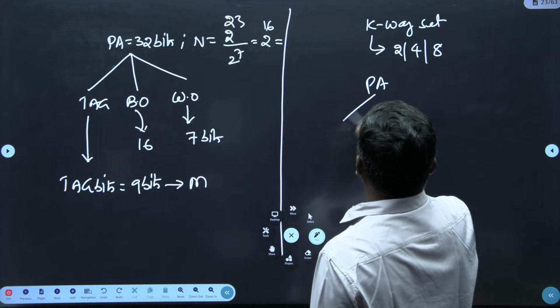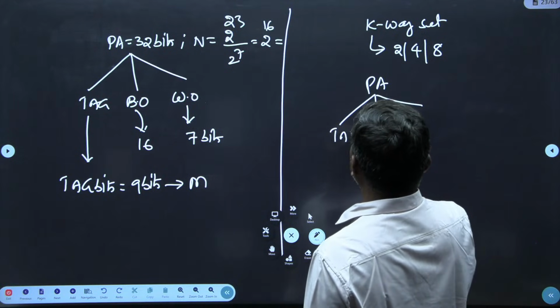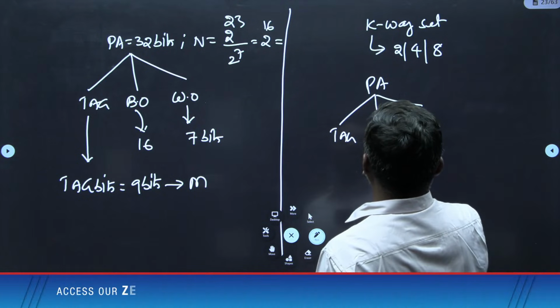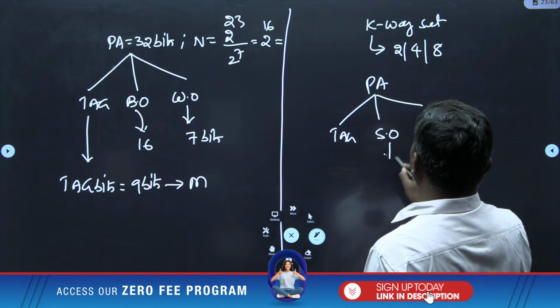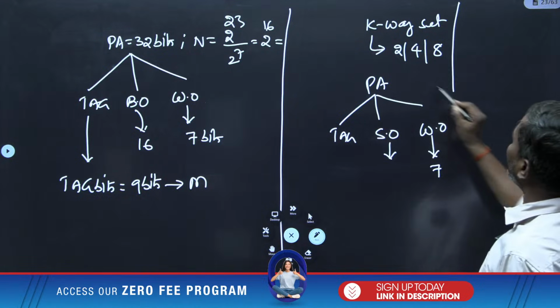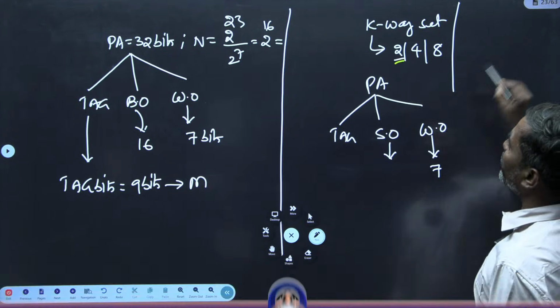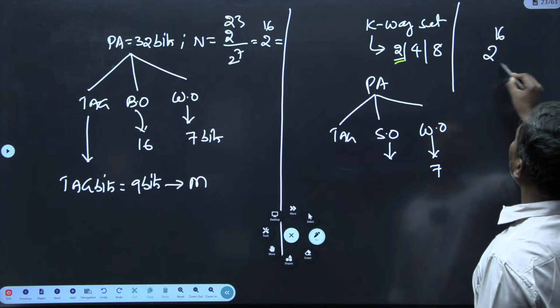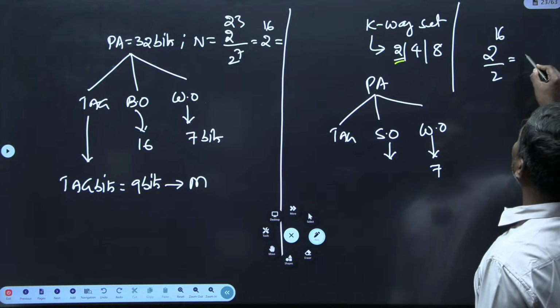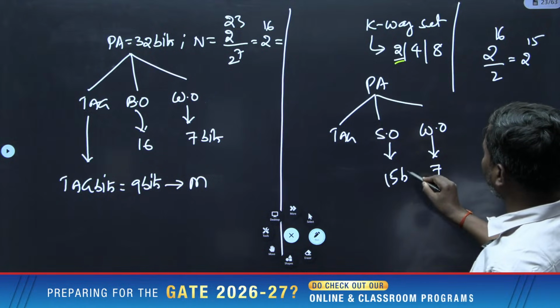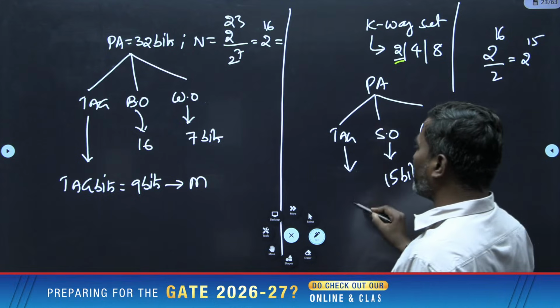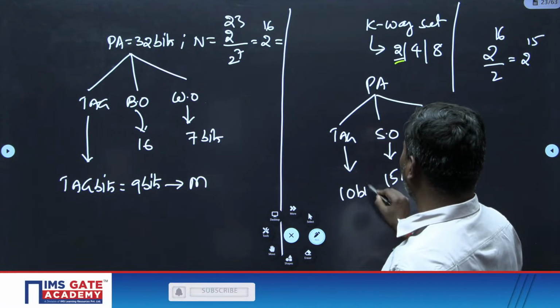Now the physical address is divided into what? Tag bits plus set offset and word offset here. Word offset will not change; the number of sets will change. Suppose for 2-way, 2 power of 16 divided by 2, I can take 2 power of 15, so 15 bits are required for this. Now tag bits will be what? It will be 10 bits.